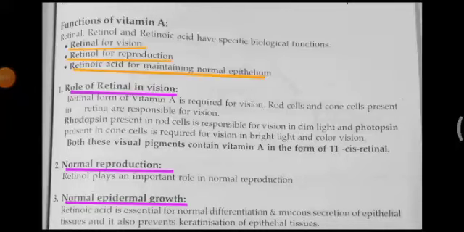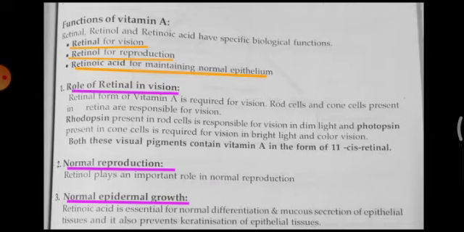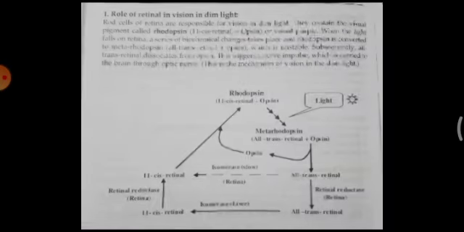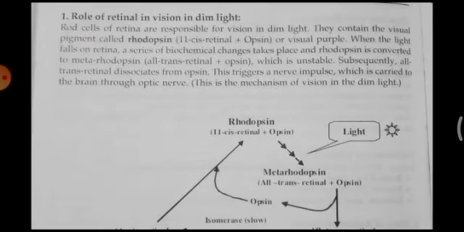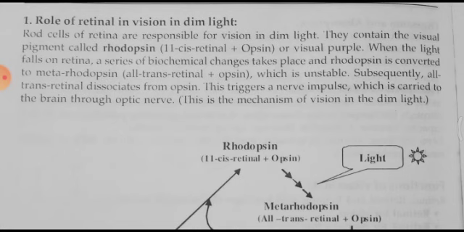Hello viewers, in the last session we were discussing the functions of vitamin A along with the sources and requirement. We ended with the function of vitamin A. Now we are going to discuss the same in continuation. The main function of vitamin A is in vision, and hence we are going to discuss how it plays an important role in vision.